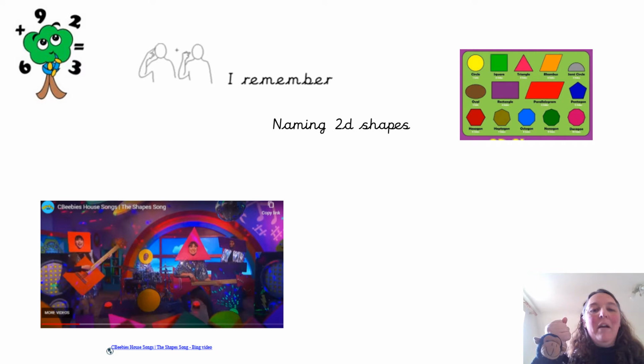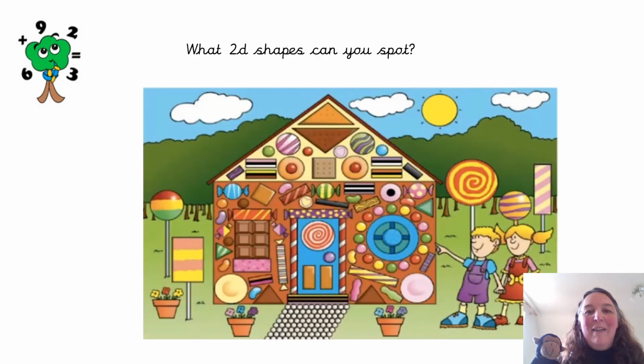I remember naming 2D shapes. Can you say it? I remember naming 2D shapes. Have a look at this picture. You might want to pause the video whilst you look at it and discover what 2D shapes you can spot in the picture. Pause it now. Have a good look at the picture. What shapes can you name?